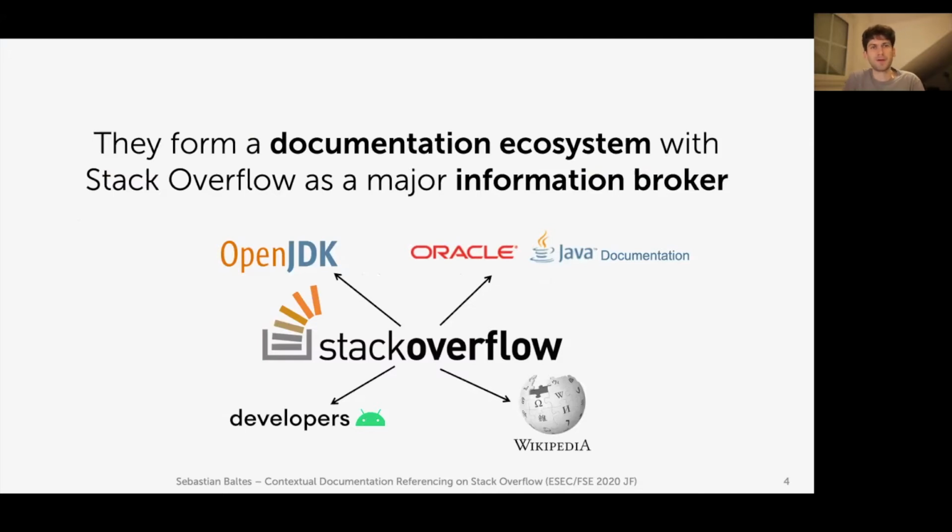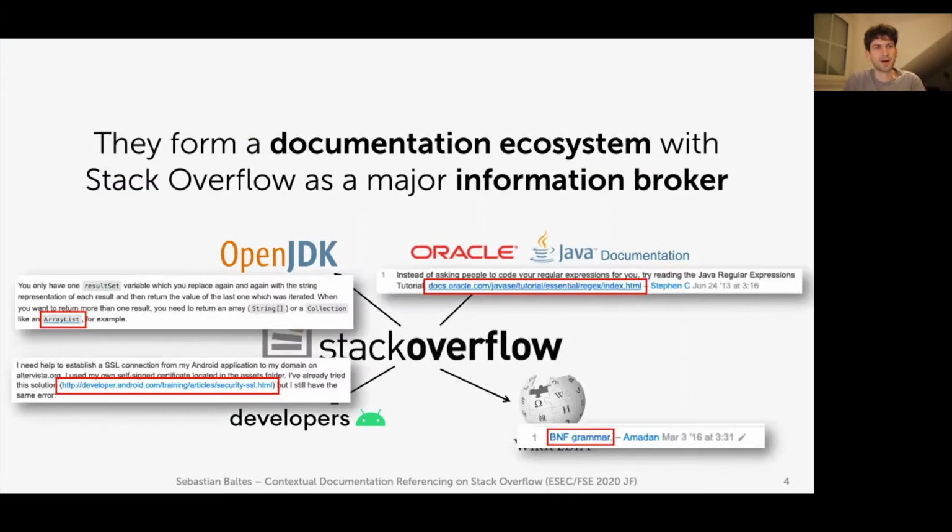A manifestation of that role as an information broker are the many hyperlinks that you see in Stack Overflow posts and comments, pointing to different documentation resources such as API documentation, developer tutorials, and sometimes even Wikipedia articles that describe concepts related to the question being discussed on Stack Overflow.